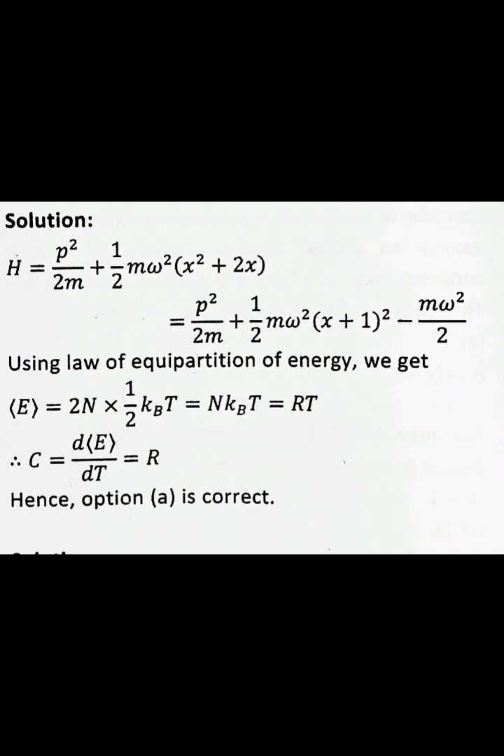So here for a one-dimensional harmonic oscillator there are 2 degrees of freedom, and there are n non-interacting particles. So the total degrees of freedom is 2n. Then by the law of equipartition of energy, E = 2n times half kBT, which is equal to n kBT, and this is equal to RT.